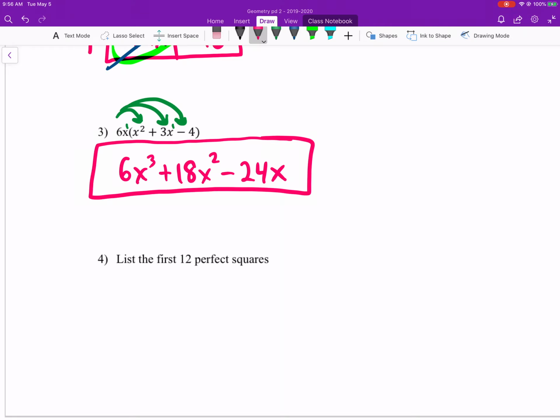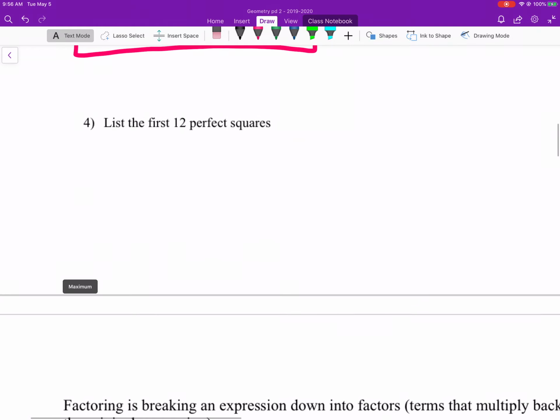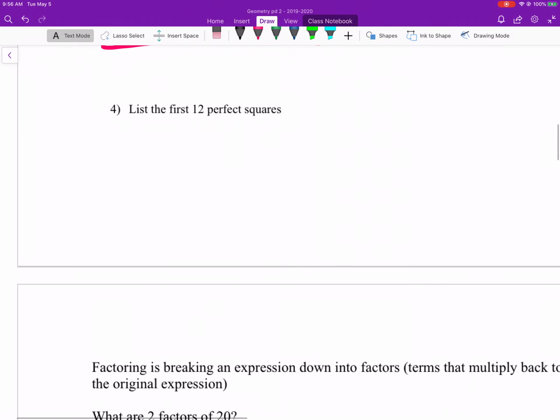All right. Now, list the 12 perfect squares. Now, when we talked about simplifying radicals, we did talk about some perfect squares. So what's a perfect square? All right. Essentially, start with your numbers, like the number 1. Multiply 1 by itself. Okay, 1 times 1. That's 1. That's a perfect square. And 2 times 2. 2 times 2 is 4.